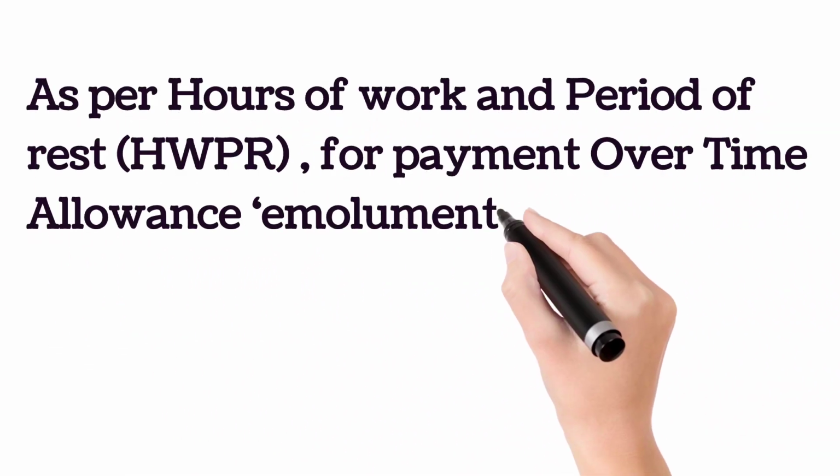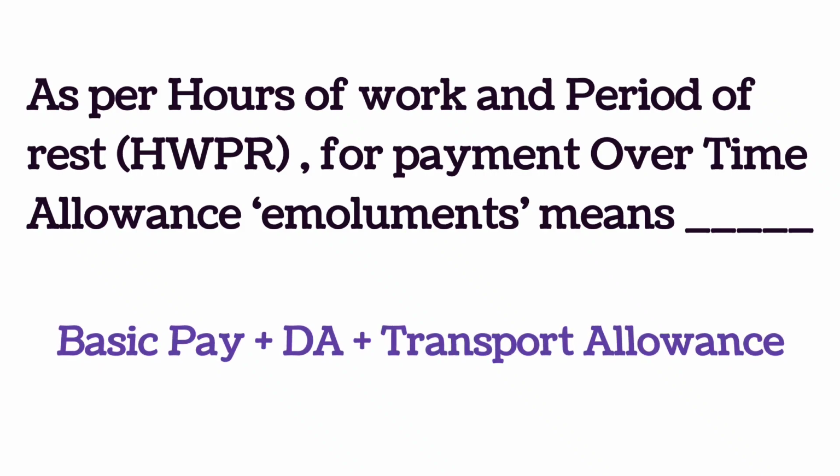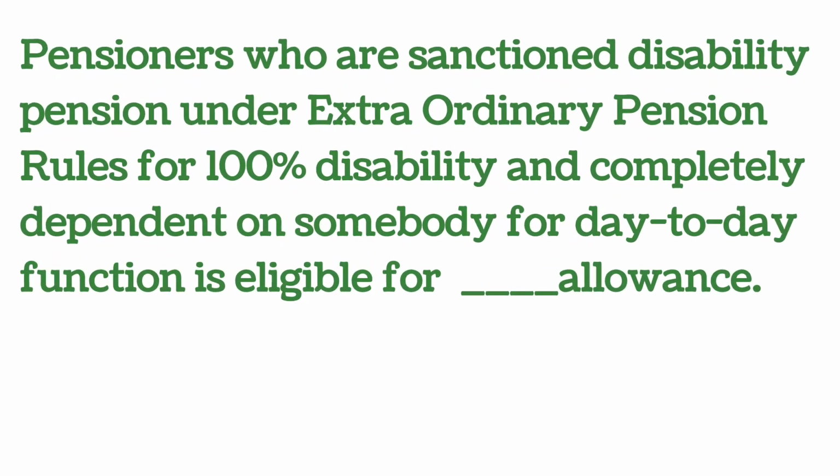As per Hours of Work and Period of Rest, HOER, new name HPWR, for payment of overtime allowance, emolument means, so here emoluments is a little bit different from the Factories Act. So as per HPWR, emolument means basic pay plus DA plus TA. Basic pay plus DA plus transport allowance.